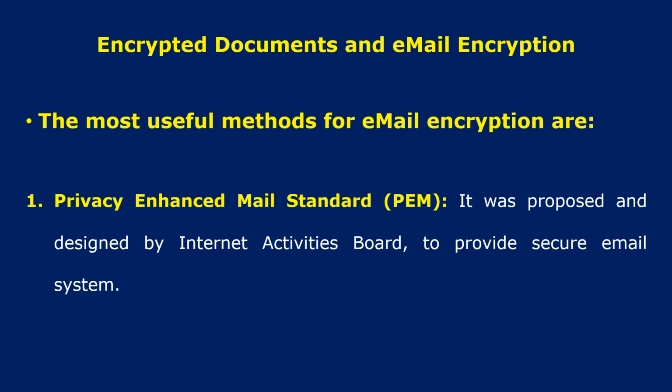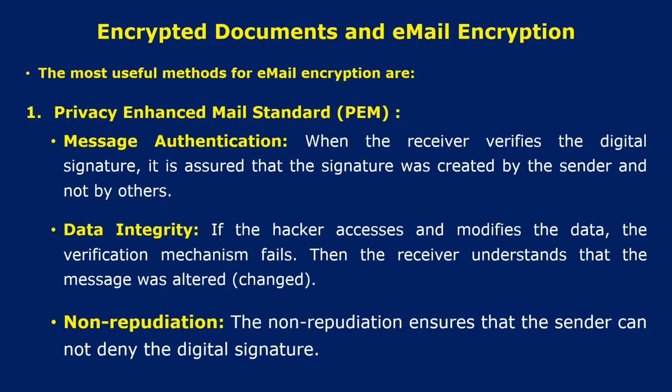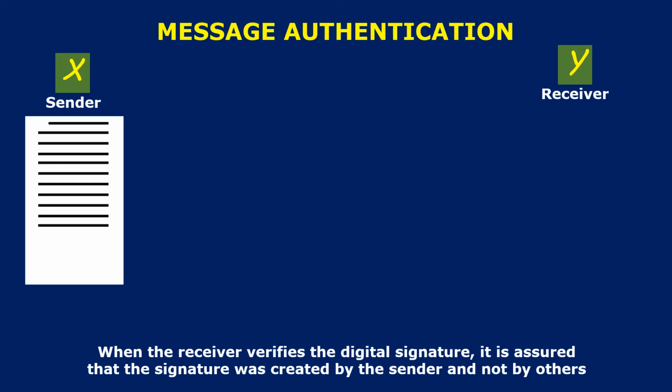This privacy enhanced mail standard primarily provides the following three services. First one, it is mail authentication, that is message authentication. Let us see this one in detail. Let us assume two people, X and Y. X is the sender and Y is the receiver. X is going to send a document. This document is digitally signed by the sender, that is X. So X is affixing a digital signature on the document.